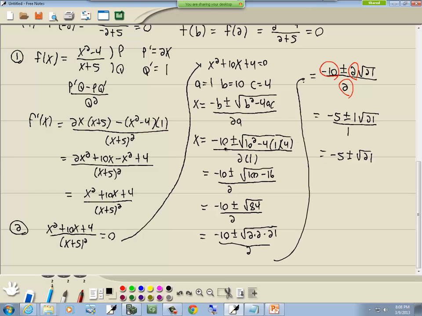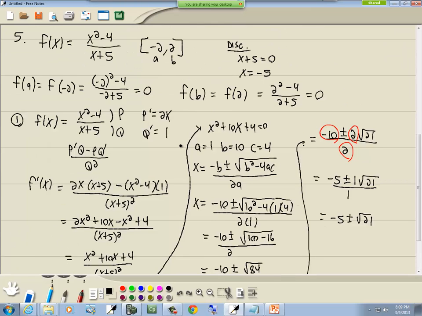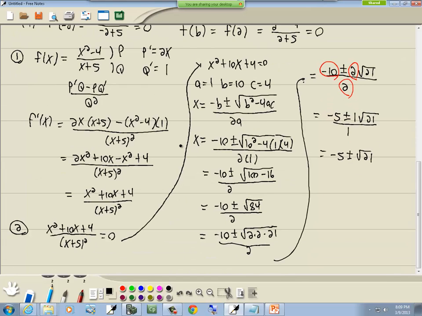Now we're looking between, what are we looking between? Negative 2 and 2. So I'm going to use my calculator here and see which one falls in that range. I shouldn't have to do this, but I'm tired. It's nearly 8 o'clock, way past my bedtime.